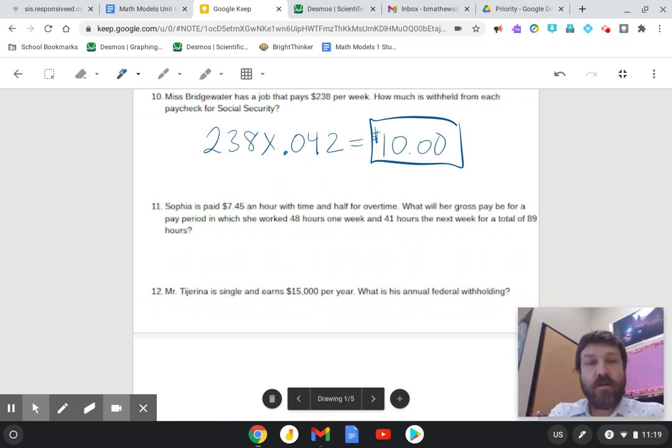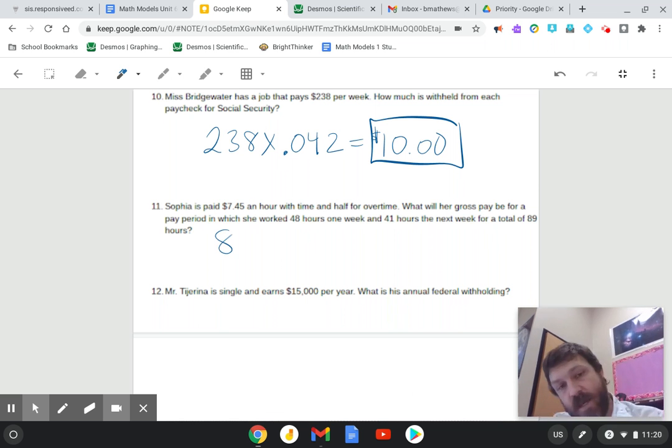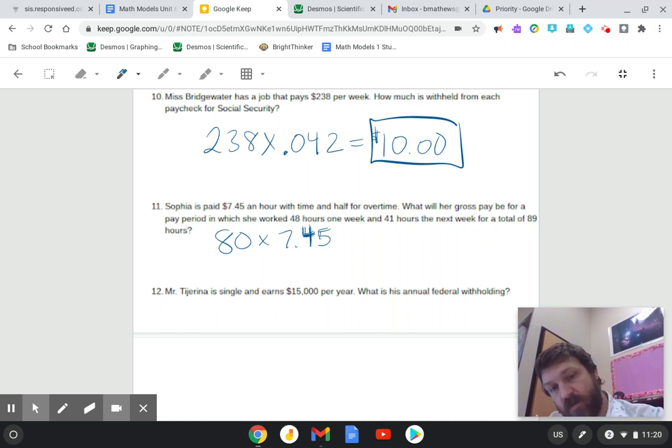Sophia is paid $7.45 an hour with time and a half for overtime. What will her gross pay be for a pay period in which she worked 48 hours one week and 41 hours the next week for a total of 89 hours? All right, a lot going on here. The first thing you need to know is that for overtime, the first 40 hours each week gets paid at the normal rate. So we know that 80 hours are going to get paid $7.45 per hour. That's simple.